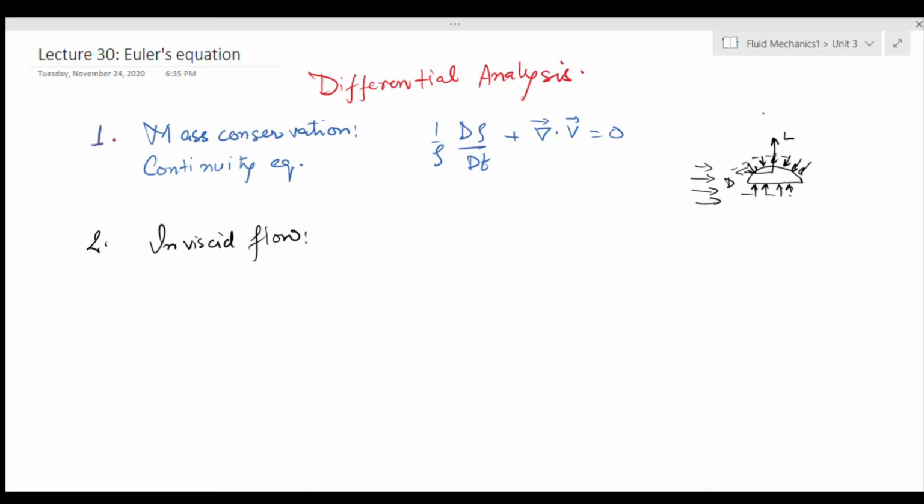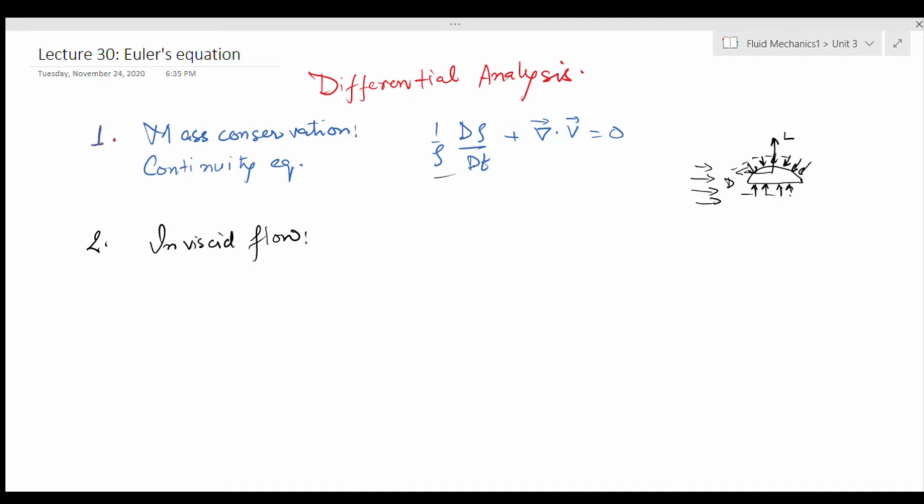Now previously in unit 2 we already covered the mass conservation equation using the differential approach, and this is equation 1 by rho d rho by dt plus del dot v equal to 0, where rho is your density, d by dt is the material derivative, or you can say the Lagrangian form derivative, plus del dot v, divergence of velocity, where v is the velocity, is 0. This is something which we already derived in the previous unit.